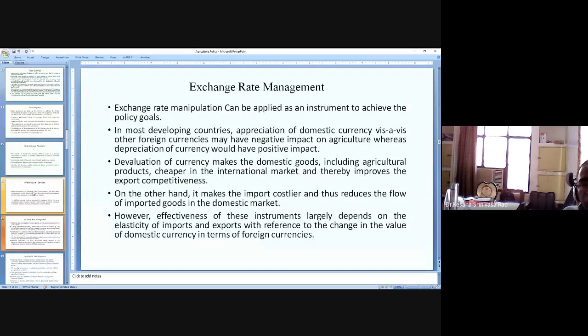Exchange rate management, this also we have discussed earlier. Exchange rate manipulation can be applied as an instrument to achieve the policy goals. In developing countries, appreciation of domestic currency, devaluation of currency, and demonetization are all problems which time and again used to take place. Due to that, the exchange rate has to be managed. It makes imports costlier and thus reduces the flow of imported goods in the domestic market. These are all the problems which used to take place, especially from the exchange rate point of view. Okay, next slide.